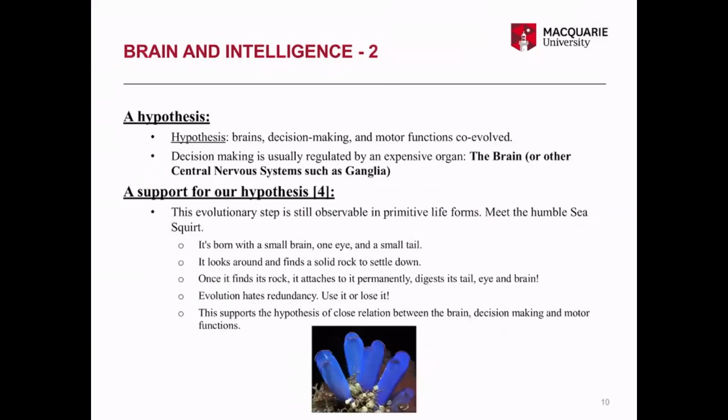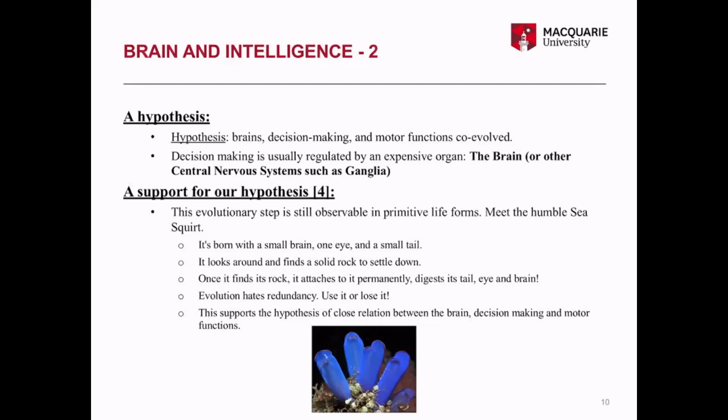Now, a hypothesis, if you look at nature, so let me first assert this. The hypothesis is that brains, decision-making and motor function co-evolve. And decision-making is usually regulated by this extremely expensive organ, the brain, or some sort of central nervous system. Sometimes it's ganglia in smaller creatures.